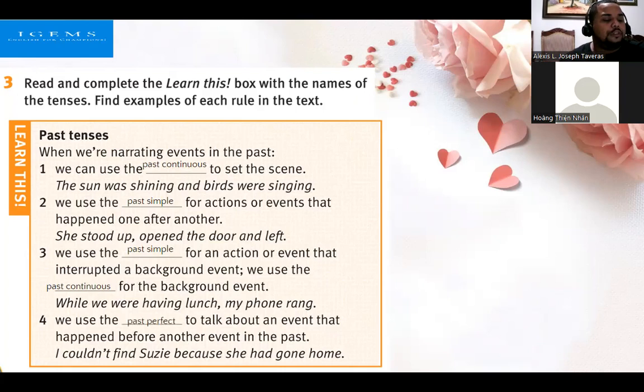We use the past perfect to talk about an event that happened before another event in the past. Can you read this one for me? I couldn't find Susie because she had gone home. Okay, well done. So let's continue.